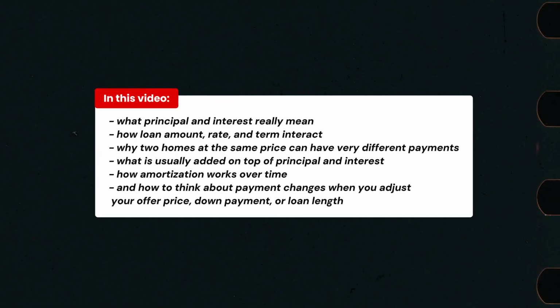We're going to talk about what principal and interest really mean, how loan amount, rate, and term interact, why two homes at the same price can have very different payments, what is usually added on top of principal and interest, how amortization works over time, and how to think about payment changes when you adjust your offer, price, down payment, or loan amount. The goal here is clarity. If you understand how the math works, you are far less likely to be surprised later in the process.